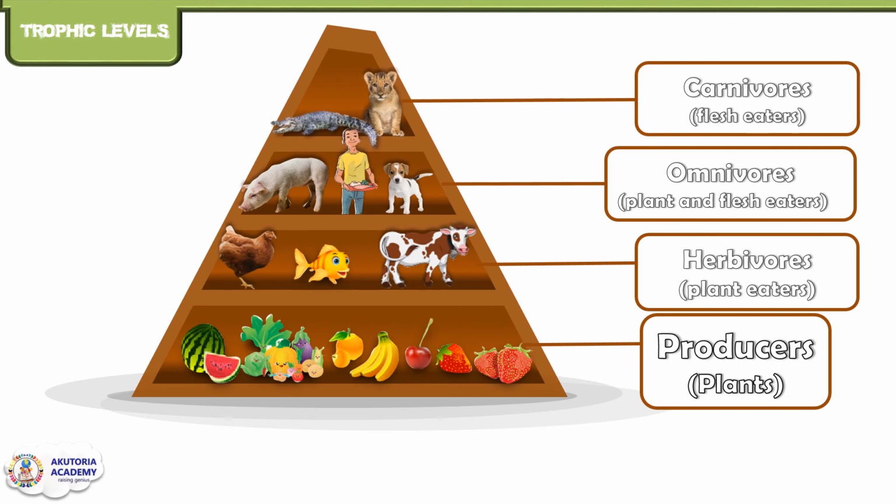Herbivores, omnivores, and carnivorous animals are all consumers because they do not produce their own food. They rely on plants and other animals as sources of food.